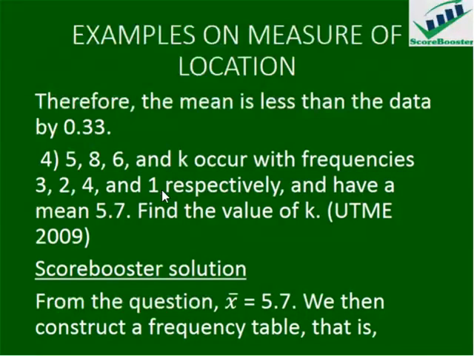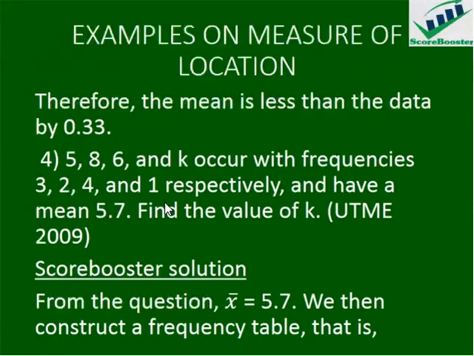So now we move to the fourth question. The fourth question says 5, 8, 6 and k occur with frequencies 3, 2, 4 and 1 respectively. That is, 5 occurs thrice, 8 occurs twice, 6 occurs 4 times, and k occurs once. We don't know the value of k, and the mean of this set of data is 5.7. So we have to find the value of k.